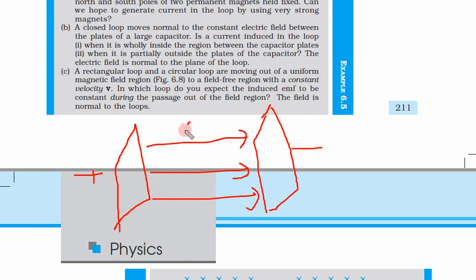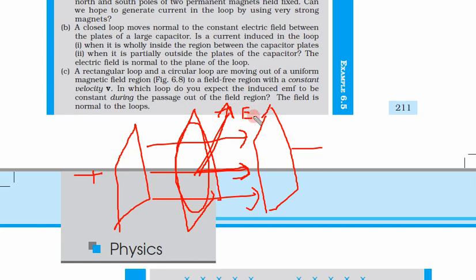Now there is a loop, so we have this circular loop, and this circular loop is moving in this direction, so a closed loop moves normal to the constant electric field. So definitely this direction is 90 degrees, that means normal to this electric field, and also the electric field is normal to the plane of the loop. So what is the plane of the loop? The plane of the loop is this. So this electric field is also normal to this. The loop is moving in this direction and the plane of the loop is perpendicular to this electric field.